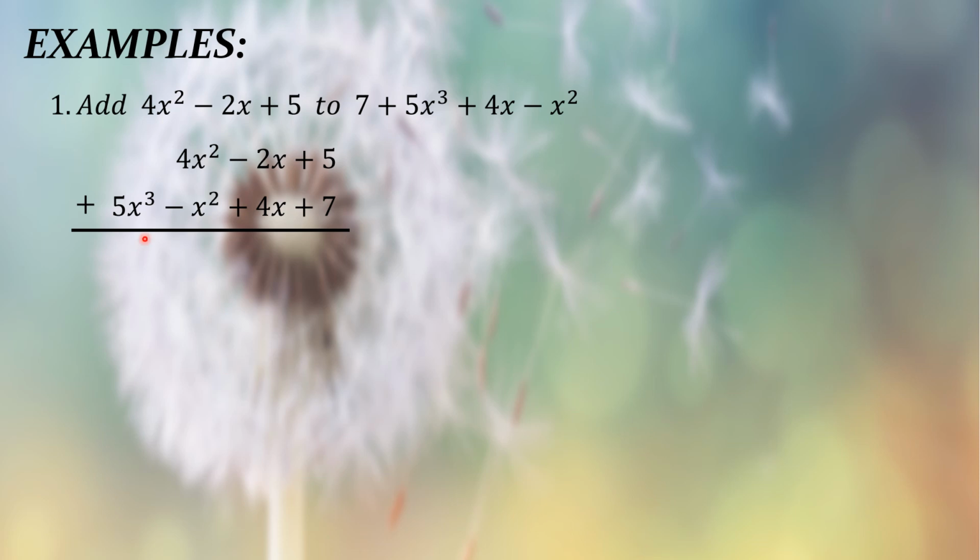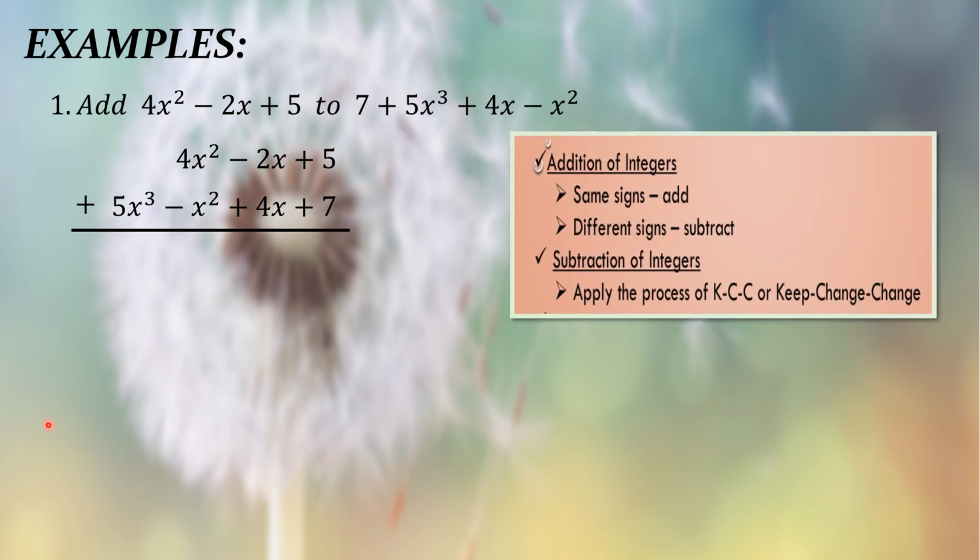So, let us now add. Since walang katapat ang 5x cubed, ibababa lang natin or you just have to bring down. So, again, ito ang rule in addition of integers. Same signs, add, different signs, subtract. So, the final answer is 5x cubed plus 3x squared plus 2x plus 12.